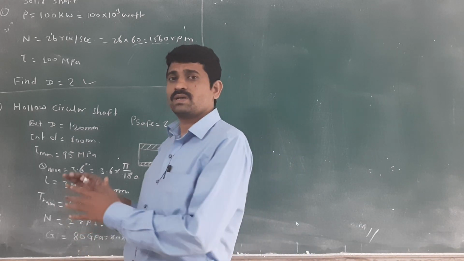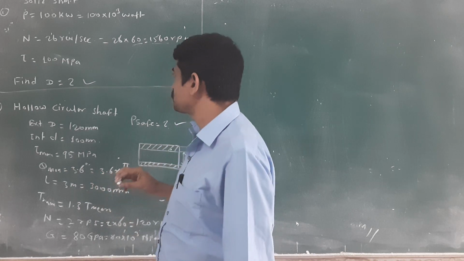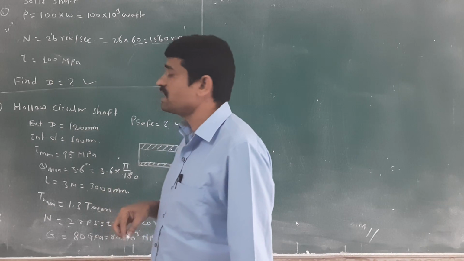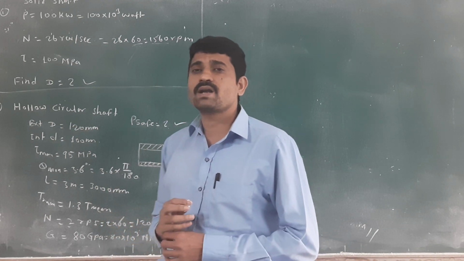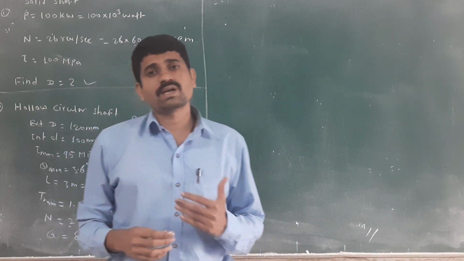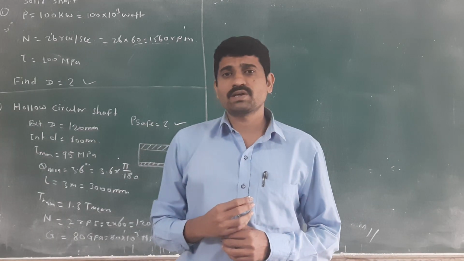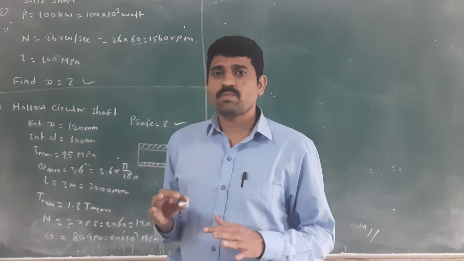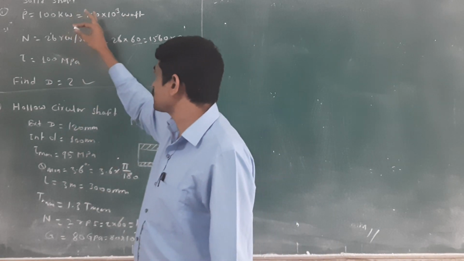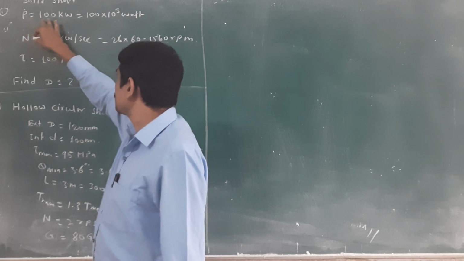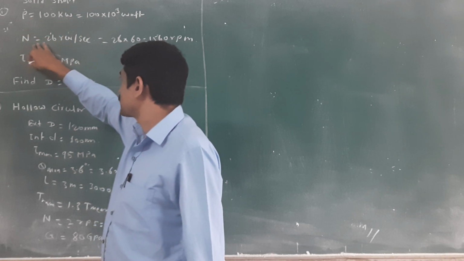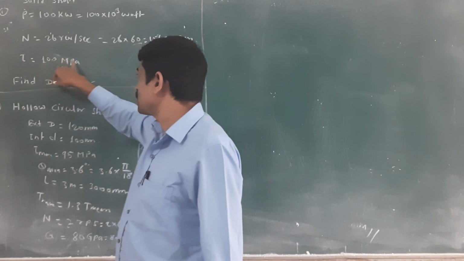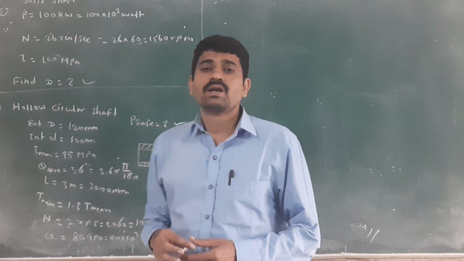At that time, the maximum shear stress induced is tau equal to 100 MPa. Then we want to find the required, or suitable, diameter. This type of question will be asked for 6 marks. All of you getting it? One solid circular shaft is given, the power is 100 kilowatt, the speed is 26 revolutions per second, tau is 100 MPa, and we want to find the diameter.